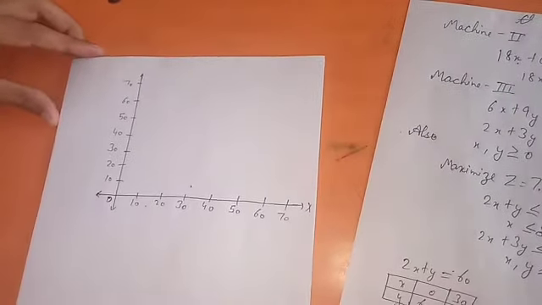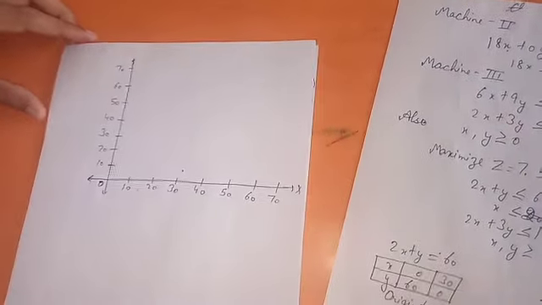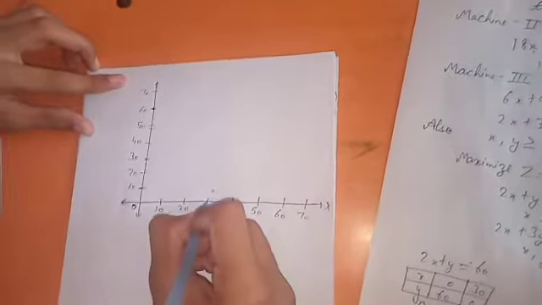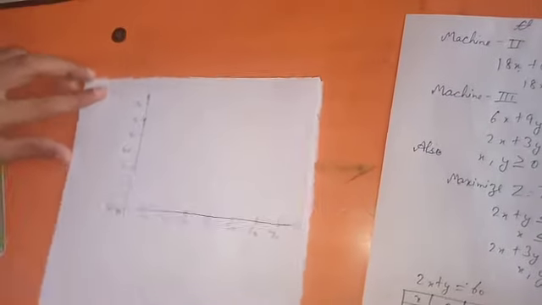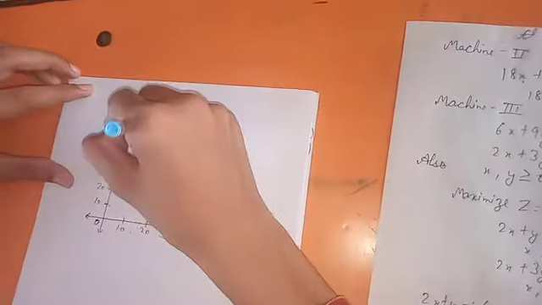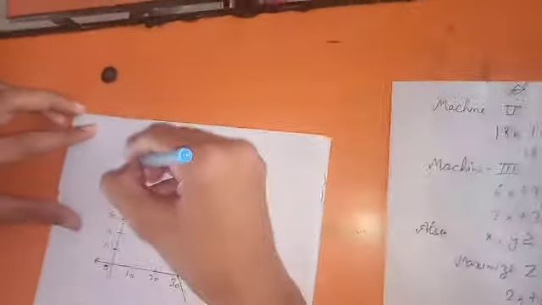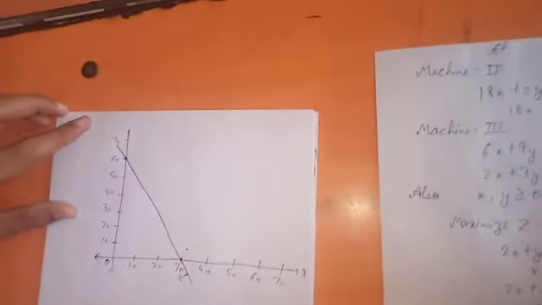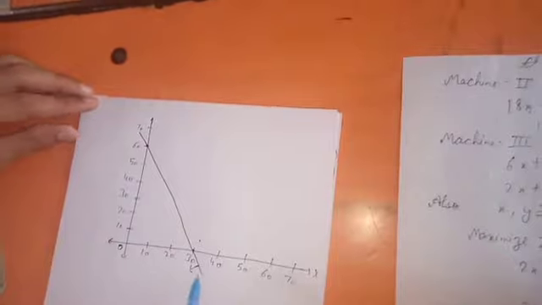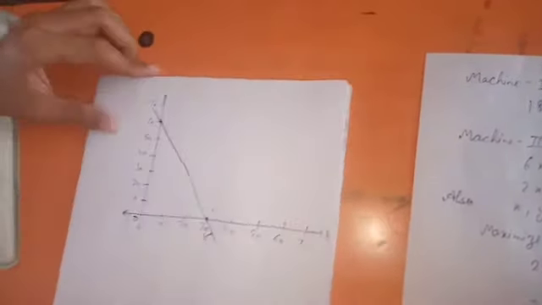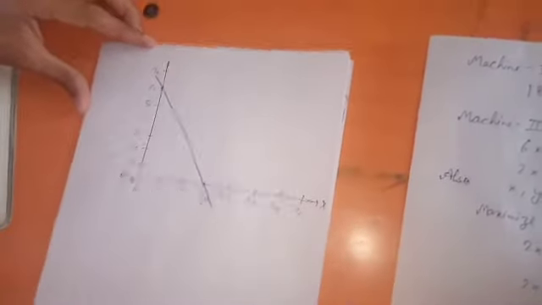For the first constraint, when x is 0, y is 60, and when y is 0, x is 30. So it will be this. We can join this in this way. Okay. It is towards the origin. We can make a small arrow to show on which side we will get our feasible region, so it is easy for us. Okay.